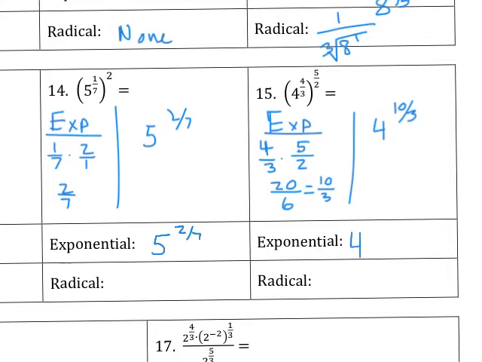And do your best, I know it's kind of hard, especially on an iPad, to make the fraction look like an exponent and not like it's 5 2/7 or something like that. Okay. So then radical form here would be 5 squared to the 7th root, right? 7's on the outside. And 4 to the 10th to the 3rd root. Okay.